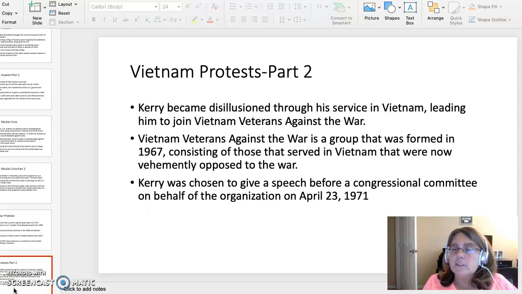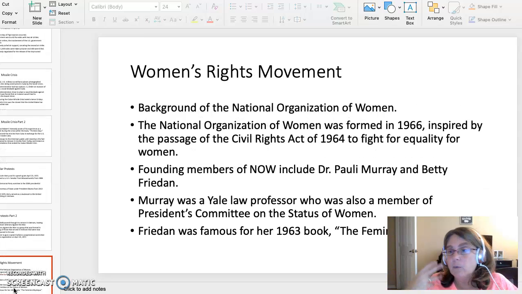Kerry became very disillusioned with service in the war, leading him to join Vietnam Veterans Against the War. This group was formed in 1967 and basically was made up of Vietnam veterans who were now opposed to the war. Kerry was chosen to give this incredible speech in front of a congressional committee on behalf of the organization on April 23rd, 1971.